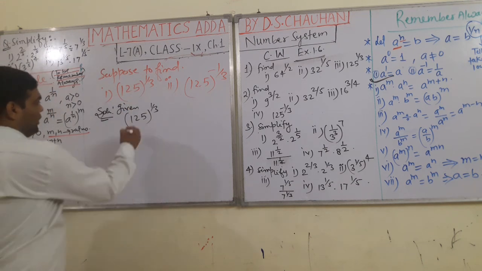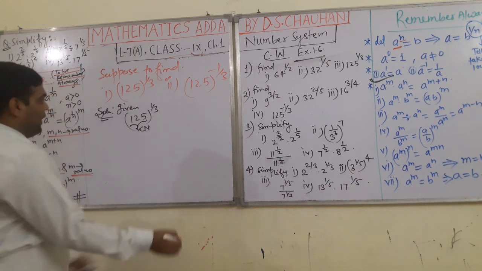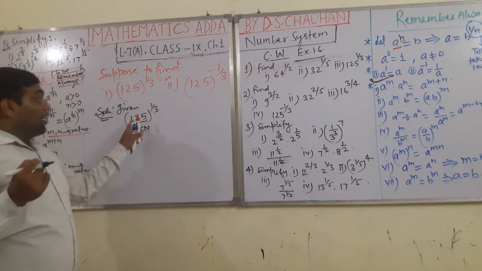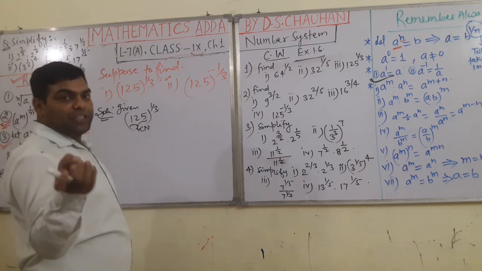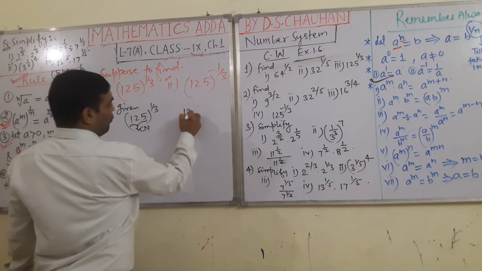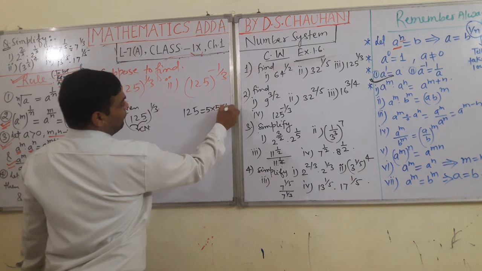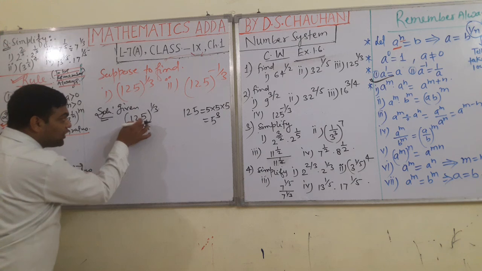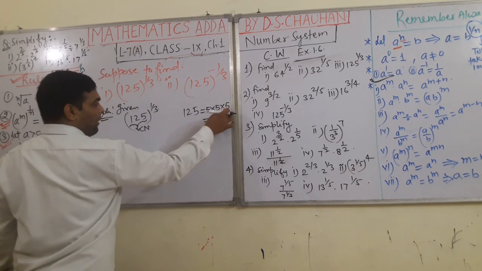See students, this 125 is a composite number, while 3 is a prime number. So whenever you see a composite number, firstly you try to convert the composite number in terms of the product of primes if possible. So 125, easily we know that it is 5 into 5 into 5. It is 5 cube. So you can note down 125 as 5 to the power 3.